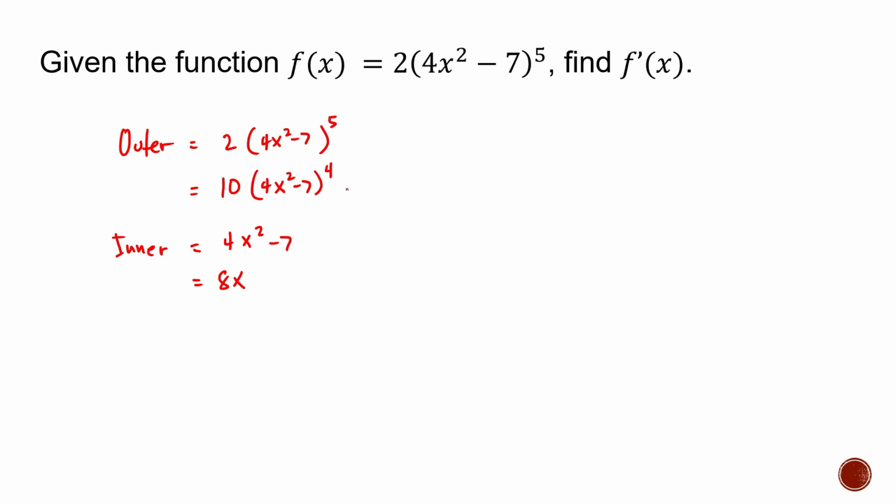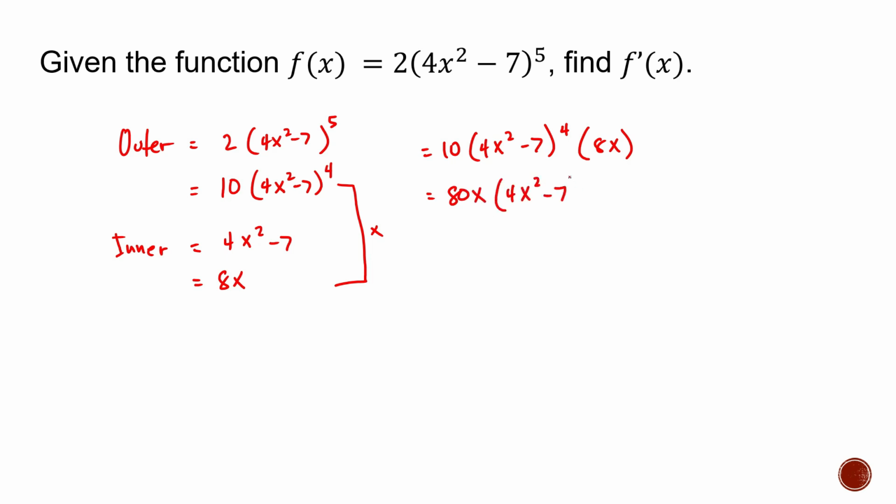Once we have those two, all we need to do is multiply them. So to multiply them, I'll just rewrite those two. 10 times (4x squared minus 7) raised to 4 times 8x. By the way, you don't need to expand that 4x squared minus 7. So 8x times 10 is equal to 80x. So 80x times (4x squared minus 7) raised to 4, and that will be our final answer.